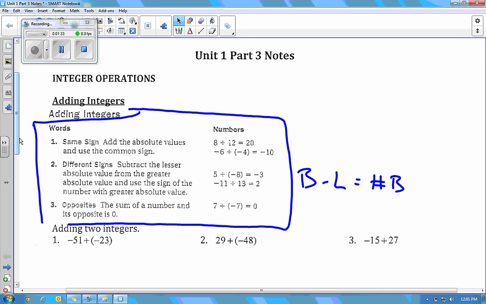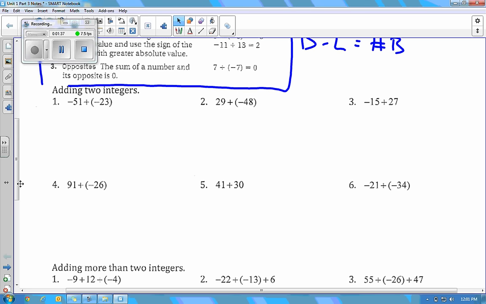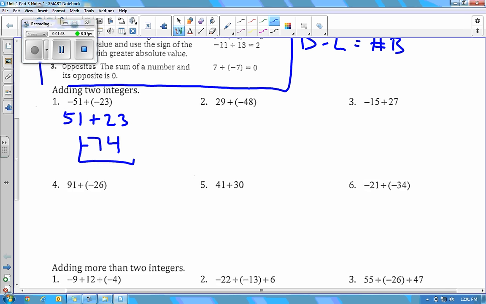Okay, so let's look at adding integers. Again, I'm going to do a couple of examples, and then I'll let you guys go for it. For number 1, we have negative 51 plus negative 23. The sign is the same, so we're just going to add the absolute values. 51 plus 23 gives me 74. Since they're both negative to begin with, my final answer is going to be negative.